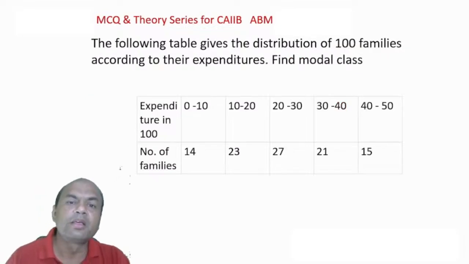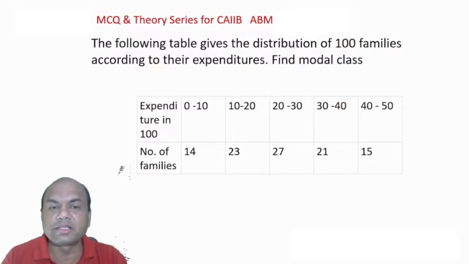The following table gives the distribution of 100 families according to their expenditure.